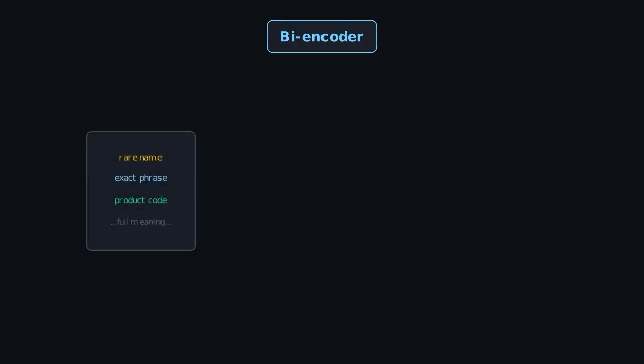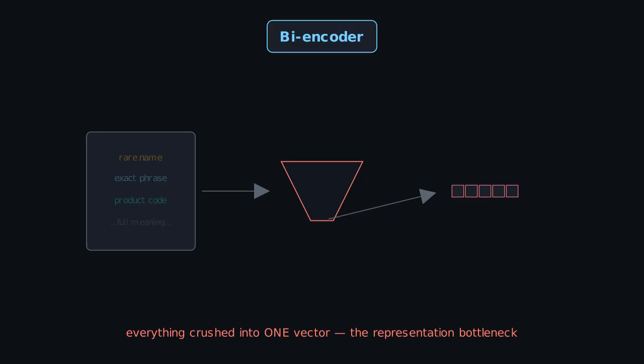But there is a cost. Each document is crushed into one single vector, and the query and document never truly meet, so fine-grained matches, a rare name, an exact phrase, can get blurred away. This is the representation bottleneck.